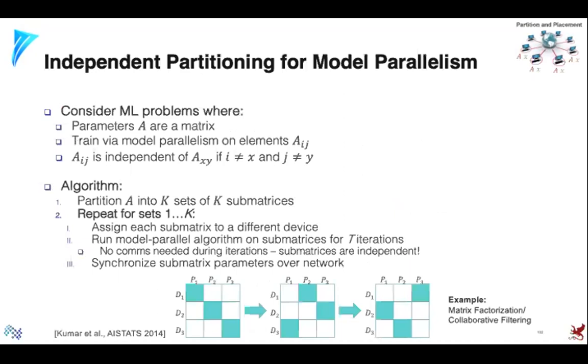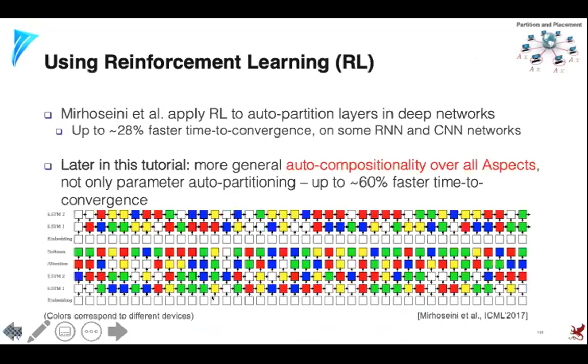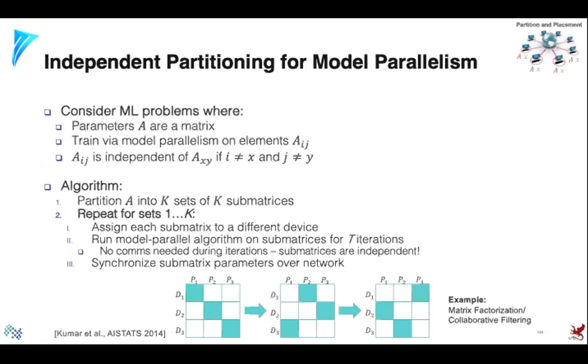An interesting opportunity arises if the training algorithm is model parallel, such as coordinate descent algorithms, and the model parameters are also matrix structured, then you can partition the parameters in a way that doesn't need communication. The general idea is to divide the matrix parameters into k by k submatrices, here it's 3 by 3, and then group the submatrices into three disjoint sets. For example, here set 1, 1, 2, 2, 3, 3 is disjoint from this one, which is row 3, 1, 1, 2, and 2, 3. The idea is that you can run a model parallel algorithm on one of these sets at a time, and thanks to the independence property, the devices don't need to communicate until the end of the set.